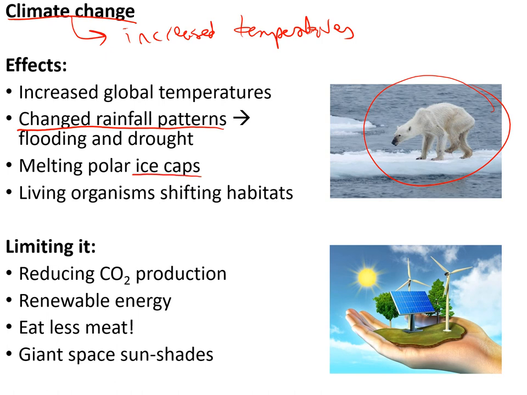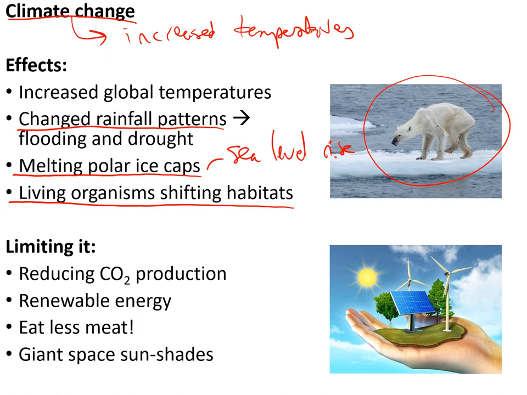Melting polar ice caps, as well as having these knock-on effects on the poor polar bears, is also causing sea levels to rise. Okay. That means that coastal communities are at much greater risk of flooding, and it means that some areas that we can currently live in will be underwater and no longer habitable. And it means living organisms need to shift their habitats, which sounds quite straightforward, but actually is pretty difficult.